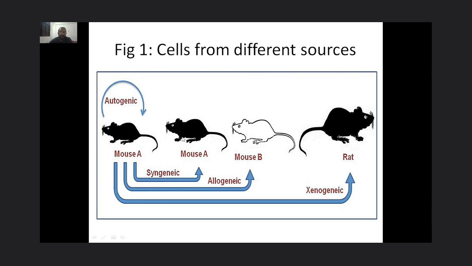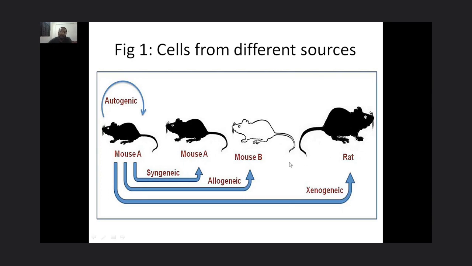Next we have syngenic. Syngenic is with the same family, or something like that. So you can use syngenic from here to here. From a different person, that will be allogenic, where there will be more immune rejection. And then xenogenic, where the whole species is different. Here we have a mouse, here a rat. Genetically there will be a difference.